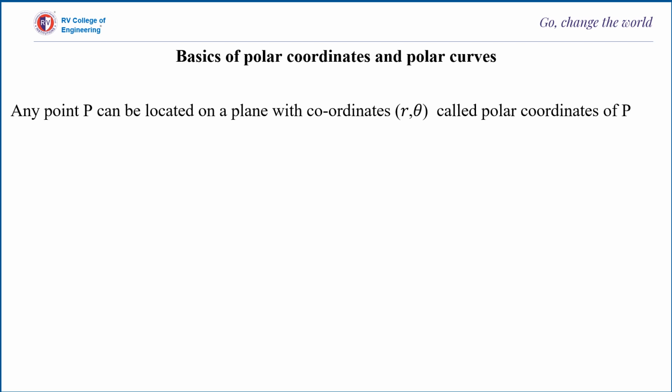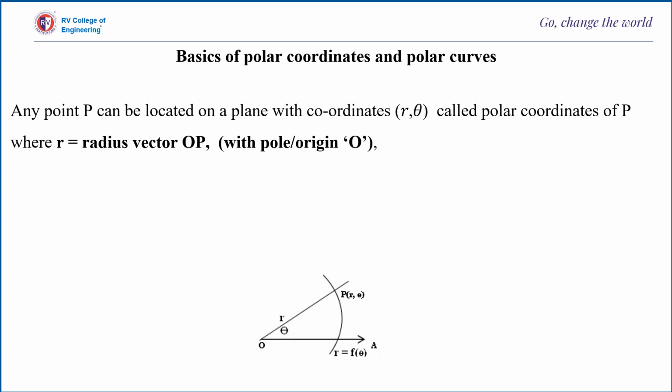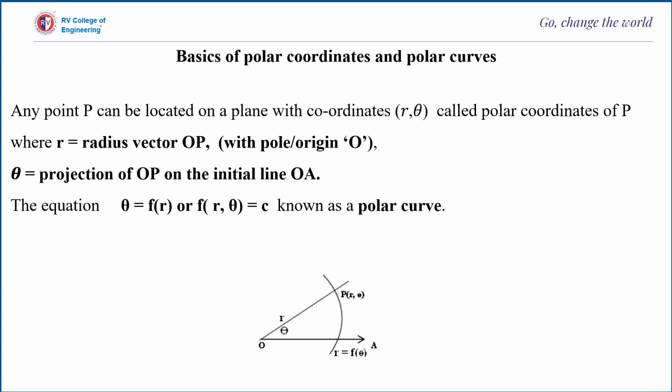Any point P can be located on a plane with coordinates r and theta, called polar coordinates of P. Here (r, theta) is the polar coordinate of the point P, where r is the radius vector OP, which represents the distance OP, the distance from the origin to the point P. Theta is the angle of OP with the initial line OE. The equation r equal to f of theta, or f of r, theta equal to c, is known as a polar curve.